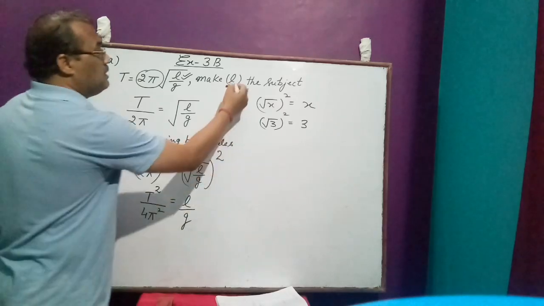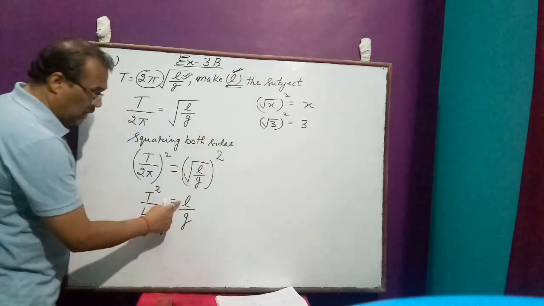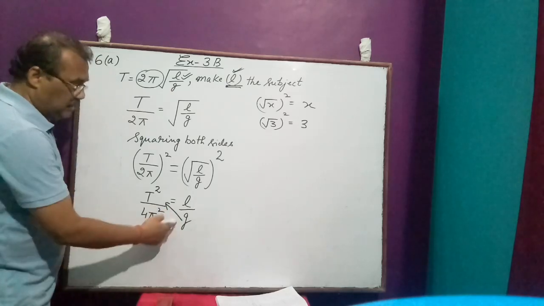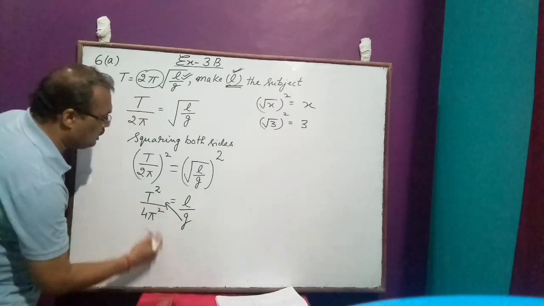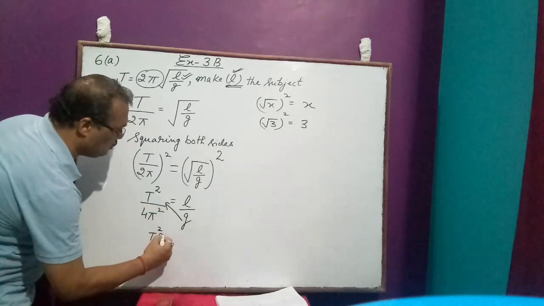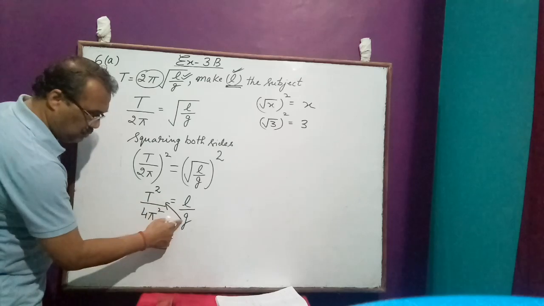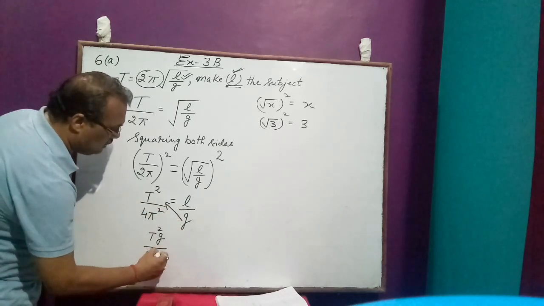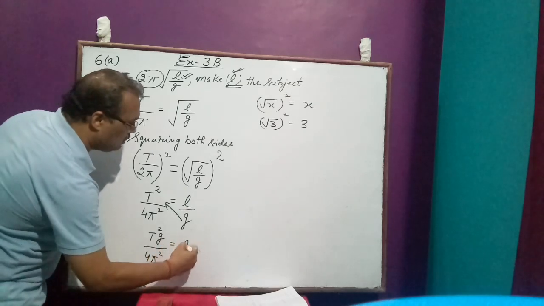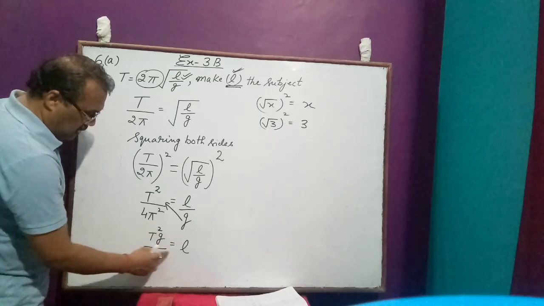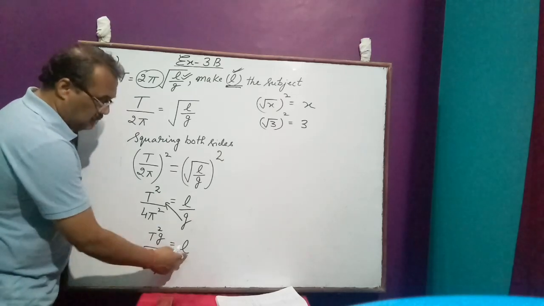Now what we have to make subject? L. So L we have here. So we will transfer this G here. So T square into G upon 4 pi square is equal to L. So we got T square G upon 4 pi square is equal to L.